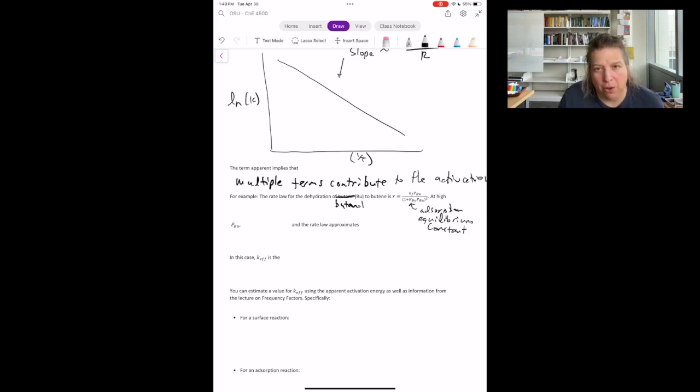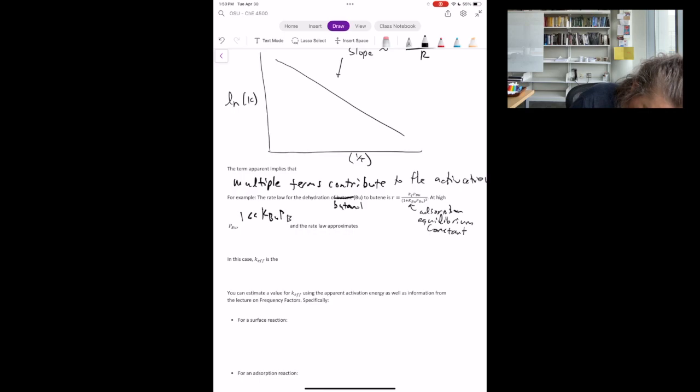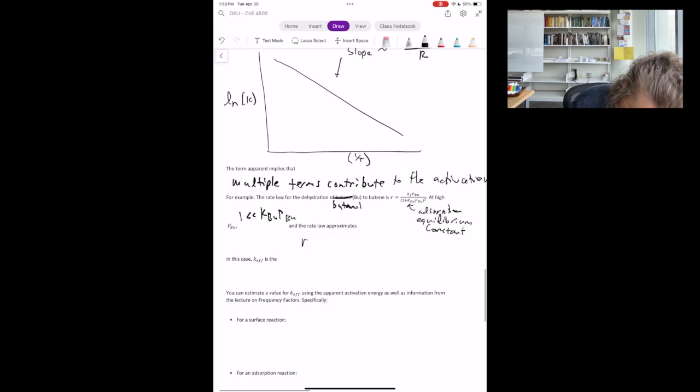At high partial pressures of butanol, so when the reaction just starts and not much product has formed, the partial pressure of butanol is going to be quite large. In this case, we would say that in this denominator term, the 1 piece is going to be kind of irrelevant compared to the second term. So this 1 is going to be significantly less than KBU times PBU. In that case, the rate law is going to approximate an effective rate constant times the partial pressure of butanol to the negative 1.